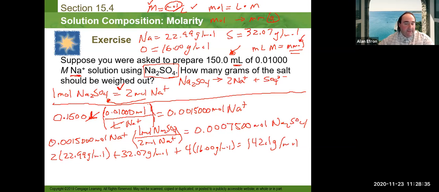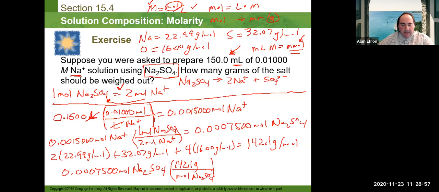And remember, we're going to use this really as a conversion factor. So taking the moles that we need of the whole thing, using our molar mass that we just calculated as our conversion factor, remembering to put grams up on top because that's ultimately what we're looking for here, moles will cancel, and it looks like we would need to weigh out something like 0.1065 grams of sodium sulfate.